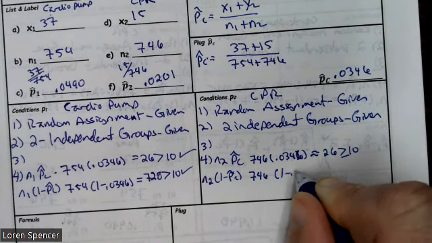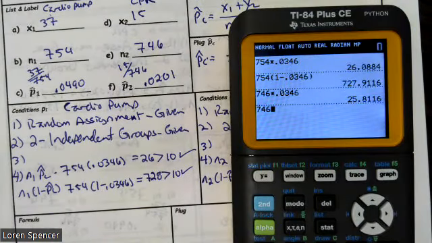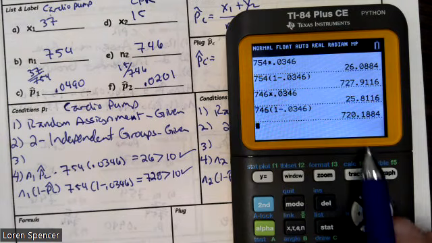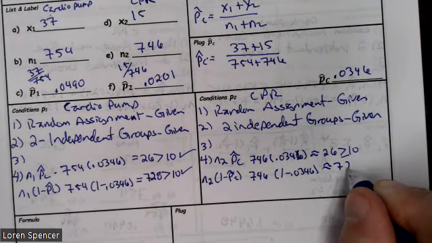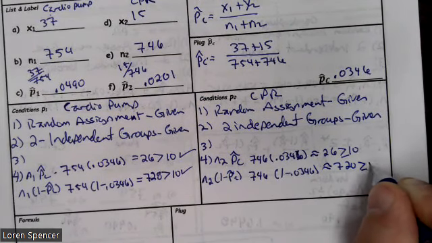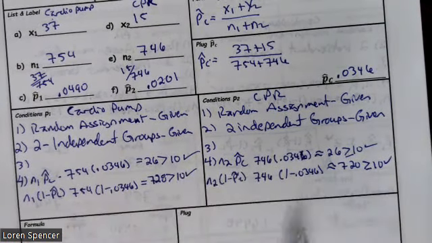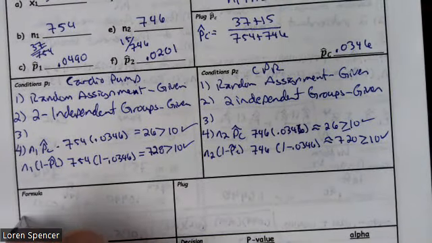746 times 1 minus 0.0346. 746 parenthesis 1 minus 0.0346, and that's about 720. It is approximately 720, and that's greater than 10. So clearly the sample is large enough here, and the sample is large enough here, to use the normality condition.